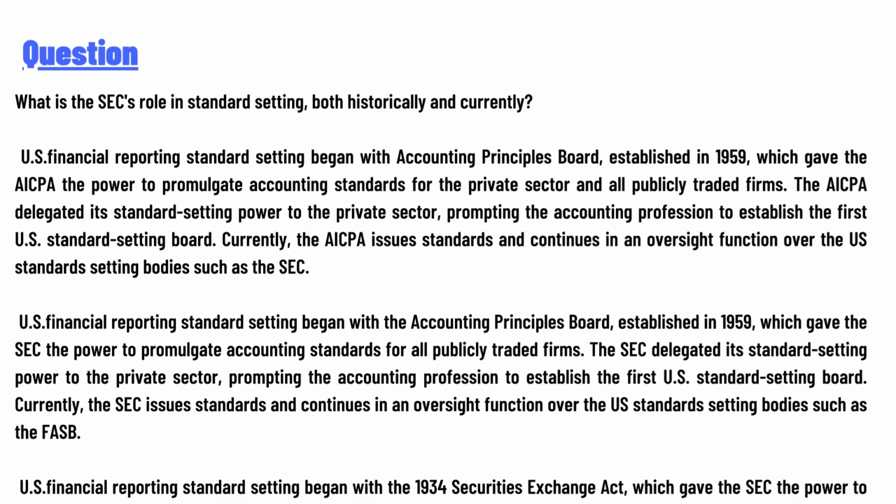U.S. financial reporting standard setting began with the Accounting Principles Board established in 1959, which gave the AICPA the power to promulgate accounting standards for the private sector and all publicly traded firms. The AICPA delegated its standard setting power to the private sector, prompting the accounting profession to establish the first U.S. standard setting board. Currently, the AICPA issues standards and continues in an oversight function over the U.S. standard setting bodies such as the SEC.